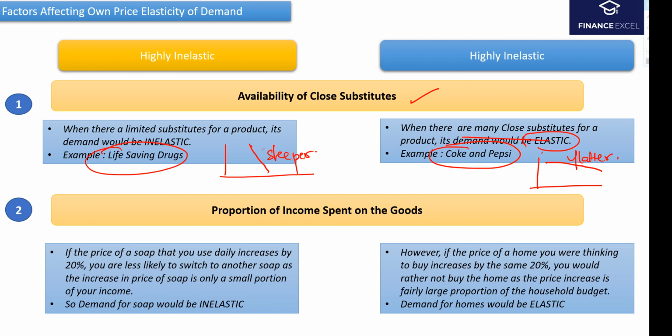Now the next point is the proportion of income spent on the good, right? If the price of a soap that you use daily increases by say 20%, you are less likely to switch to other brands of soap, because this 20% increase is only a small portion of your total income. So the demand for soap would be inelastic. However, if you are thinking to buy a home and the price of that home increased by 20%, you're not going to buy that home anymore, right? Because the increase in the price of the home is a substantial portion of your budget. So an increase in the price of a home would reduce the quantity demanded of homes substantially, implying that demand for homes is elastic, right?